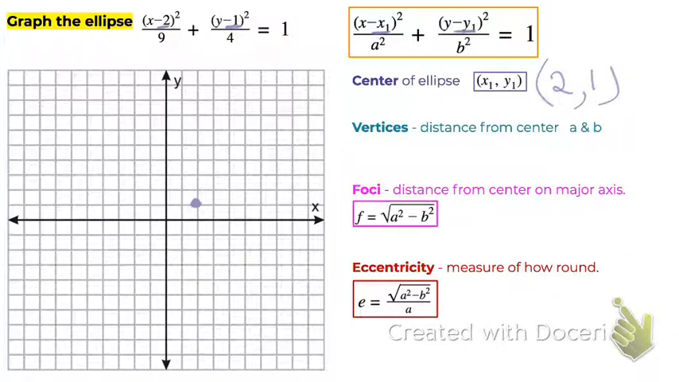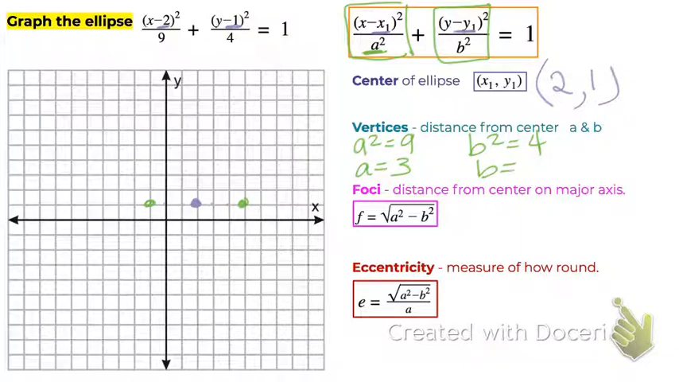Now the vertices are the distance from the center. Remember, the vertices for the x, so going left to right from the center, is a, and a squared is 9, so a is 3. So from this center, I'm going to go 3 to the right and 3 to the left. And then the vertices going up and down on the y-axis is b. So if b squared is 4, b is 2. So from my center, I'm going to go up 2. That's one vertex, and down 2. That's my other vertex. So this is my ellipse.